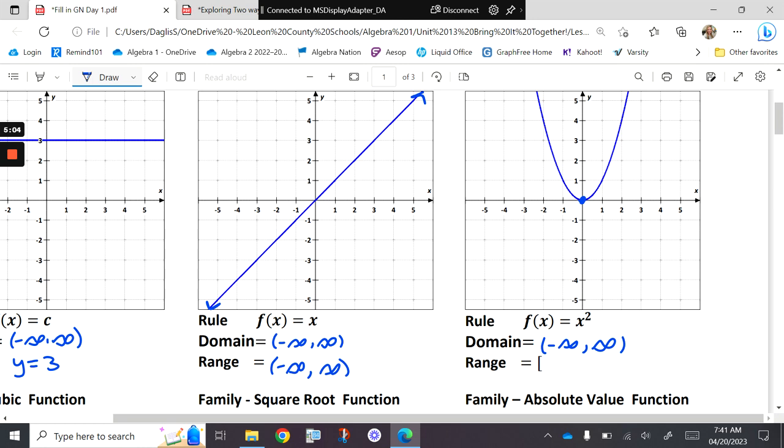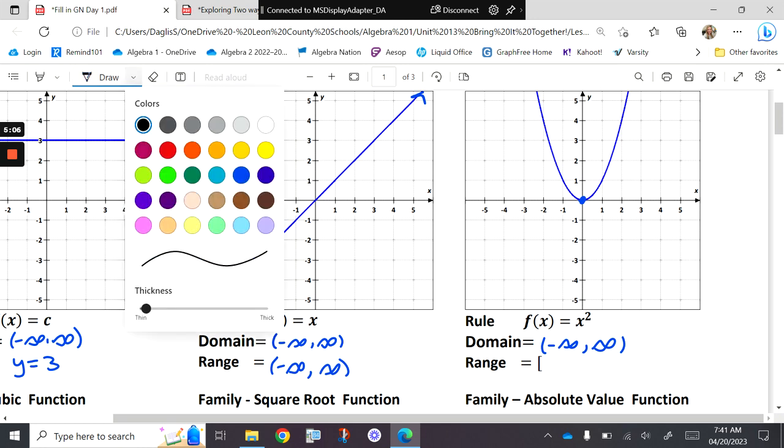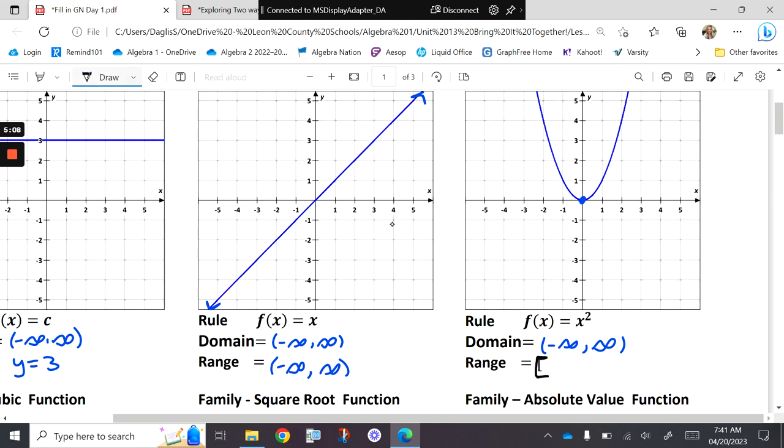You see that bracket right there? You remember doing brackets? Brackets means it's included. So we start at 0, but we're going to go up to forever. The parenthesis we use because we can't touch forever. A bracket, though, I can touch 0. That is where my vertex actually is, when y is 0.